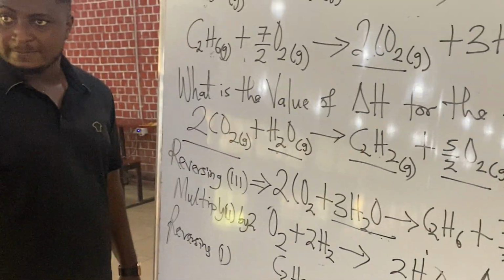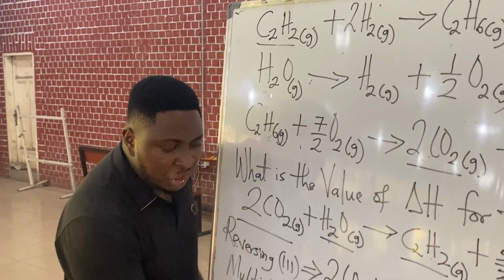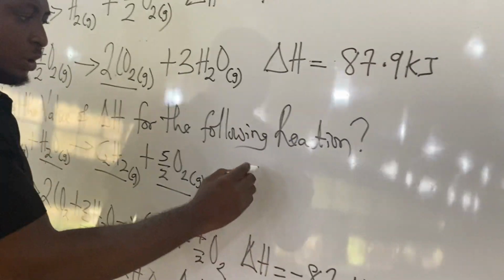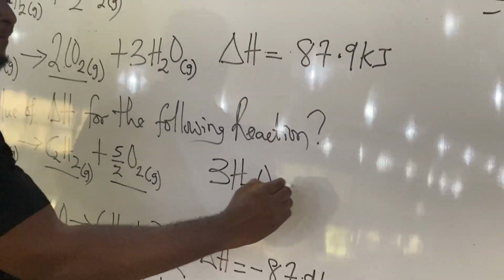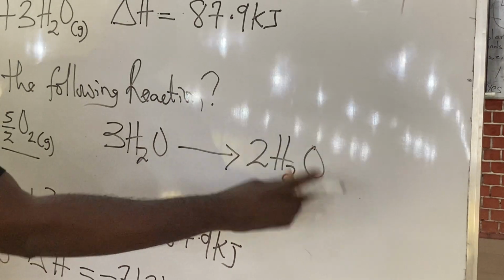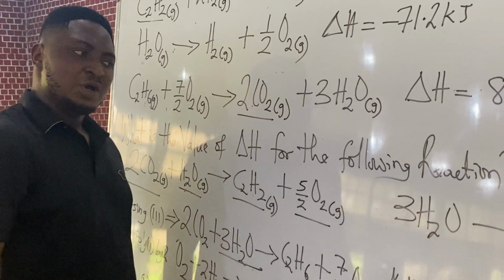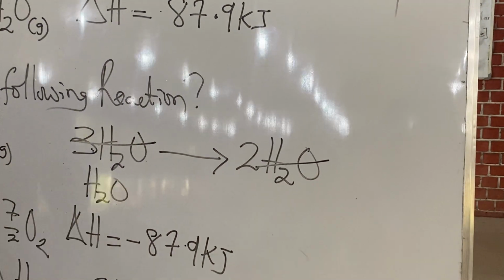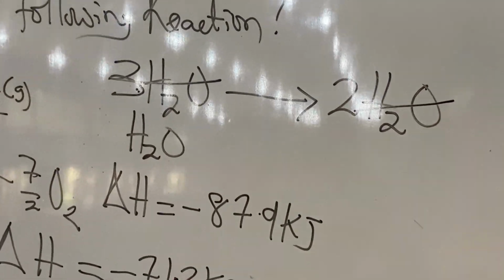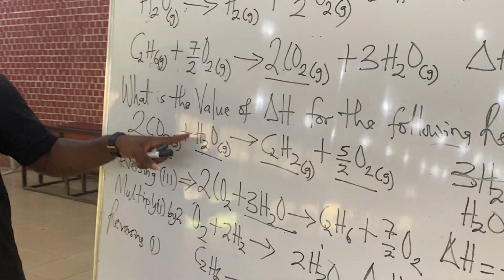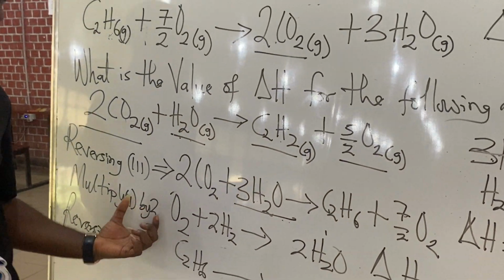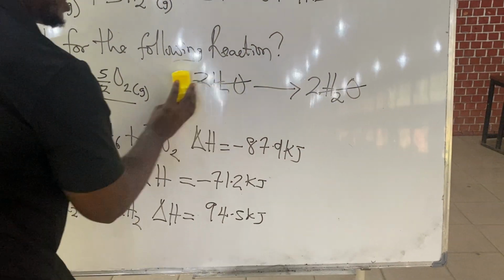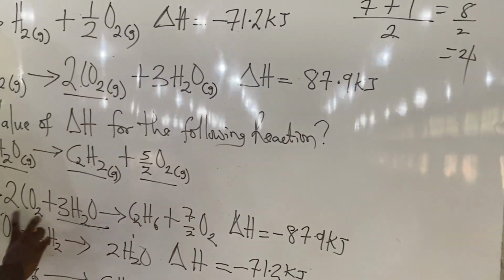You know why I reverse it? When I'm combining these three equations, I have 3H2O on the left and 2H2O on the right. If 2H2O cancels 2H2O, how many H2O will be remaining? Exactly 1 H2O, and that's the 1 H2O I need in my main question. That's why I needed to reverse this. I didn't just reverse, I multiplied by 2. Reverse and multiply by 2.